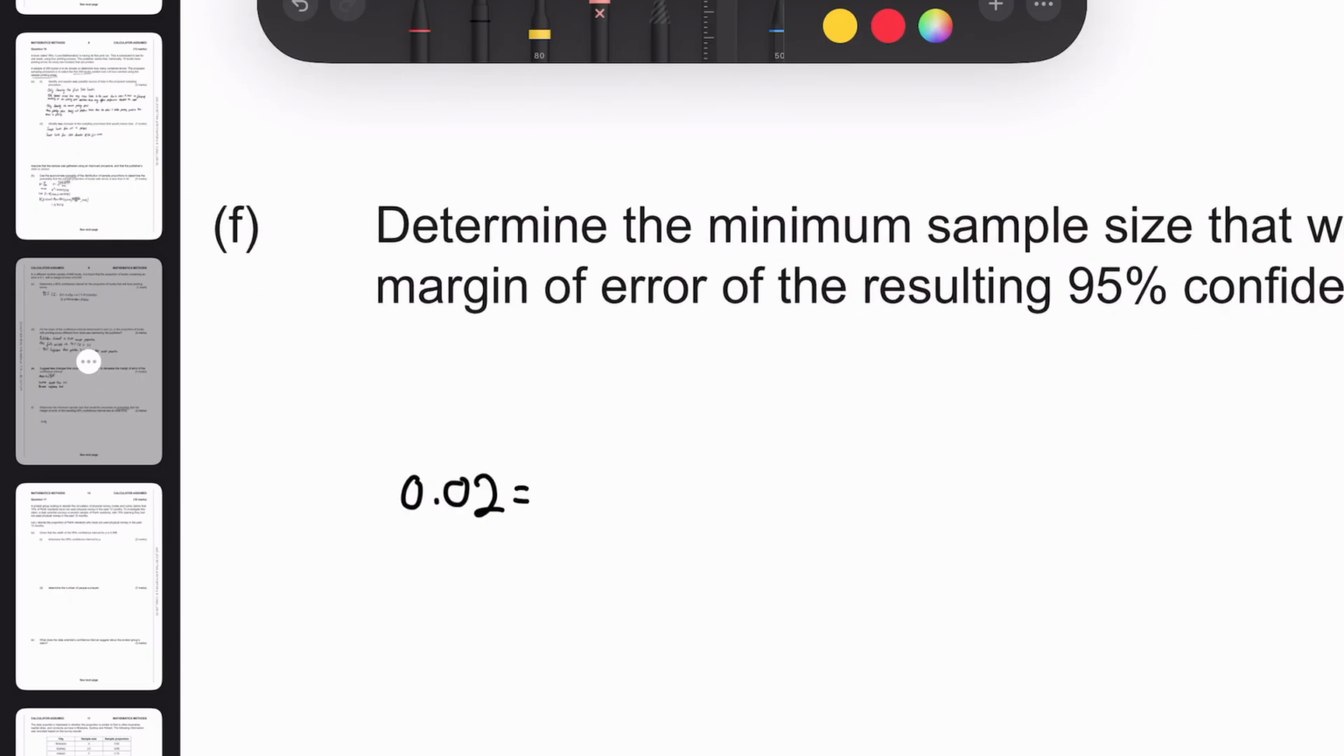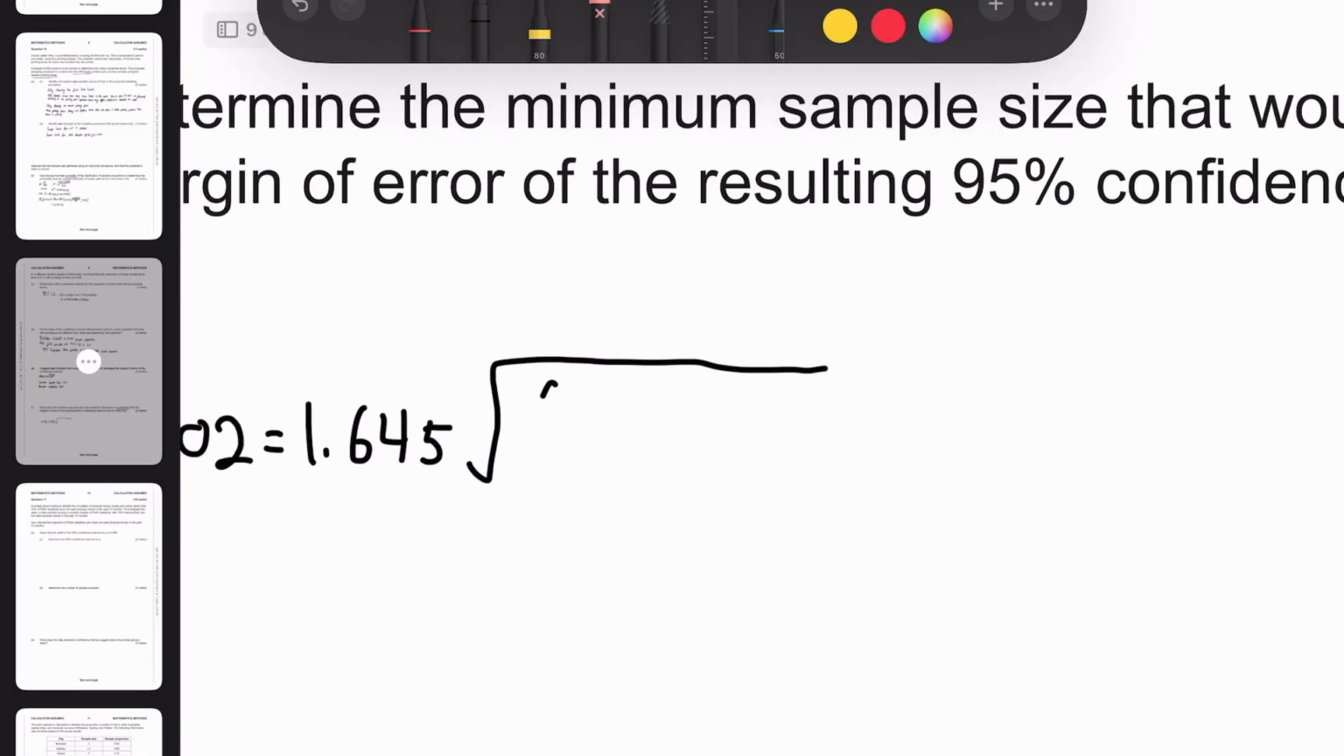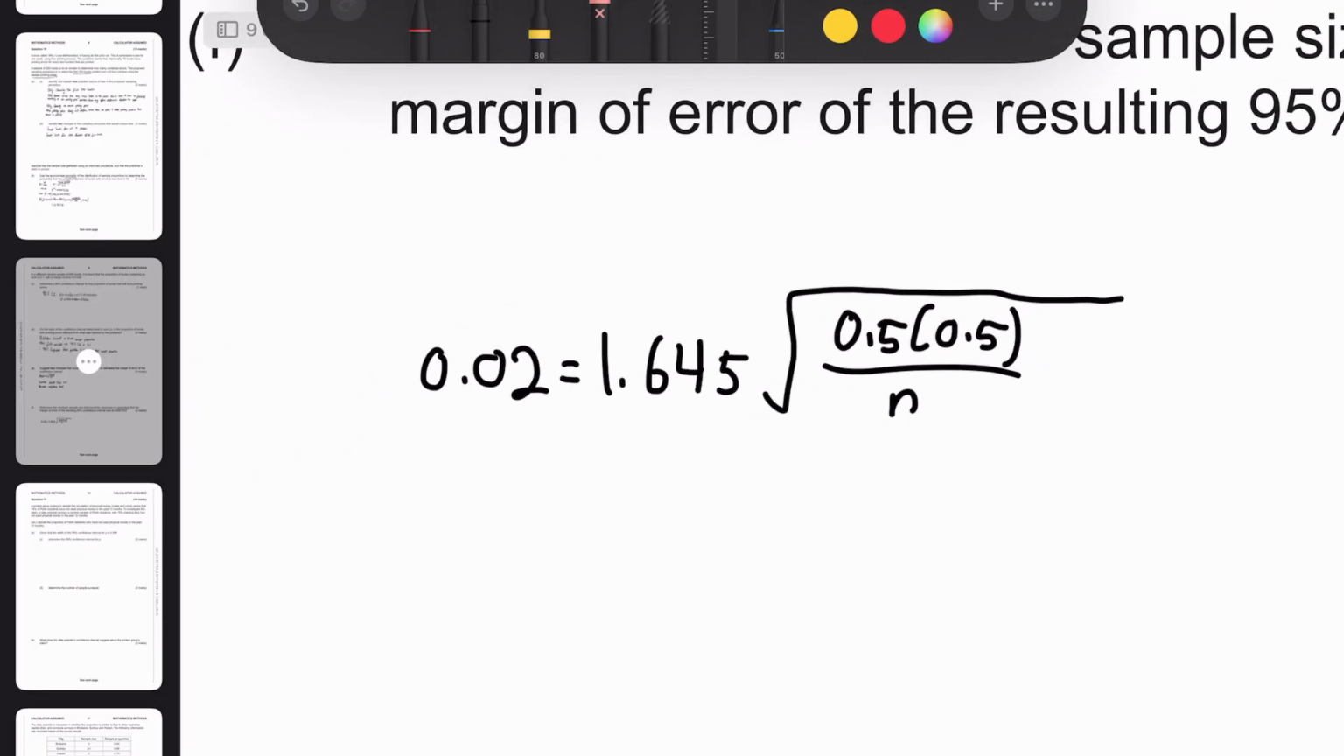A 95% confidence interval corresponds with a k value of 1.645 times the square root. Now to guarantee that this will be the minimum sample size, we need to use p hat equal to 0.5, since that maximizes the margin of error. Then we just divide by n. If you want to solve this slowly we can, but I think it's fine if we just put solve in the CAS again.